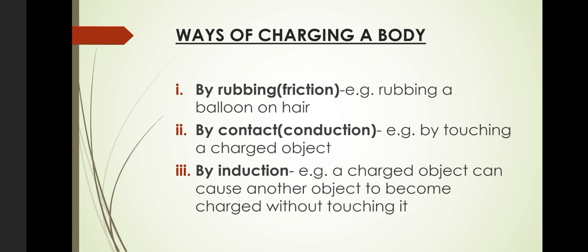Way number two is by contact or by conduction, and this one normally occurs when a body that is not charged is touching another body that has charges. Then way number three of getting charges on a body is by induction, and this one will occur when a body that has been charged is placed next to another body that has no charges.